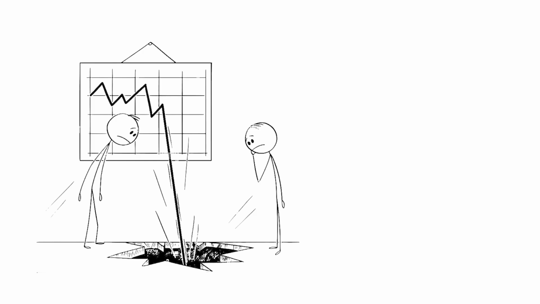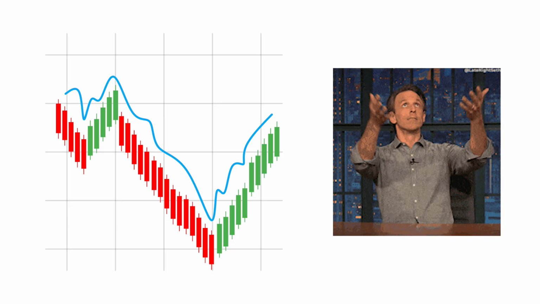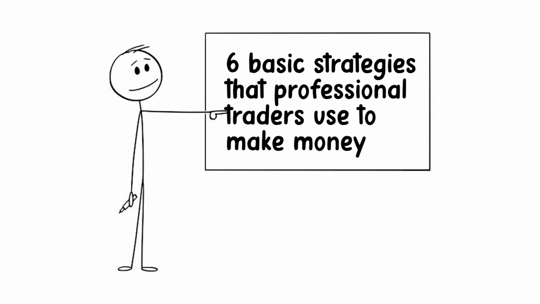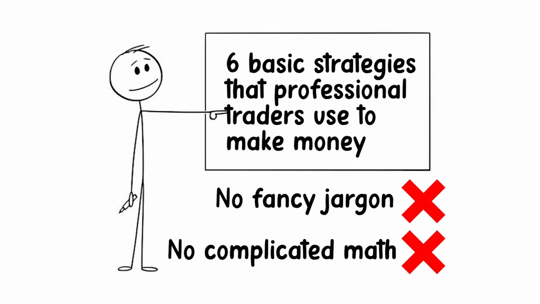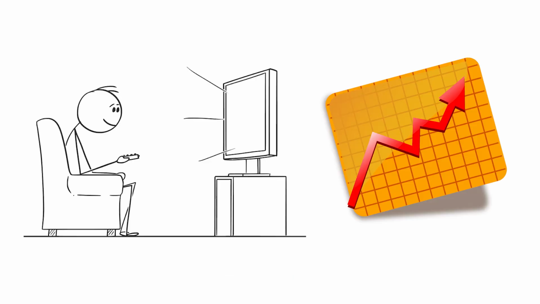If you've ever looked at a stock chart and felt completely lost, this video is for you. Those charts with lines, colors, and numbers everywhere, they're actually way simpler than they look. Today, I'm going to teach you 6 basic strategies that professional traders use to make money. No fancy jargon, no complicated math, just simple patterns that anyone can learn. By the end of this video, you'll be able to look at any stock chart and actually understand what's happening.